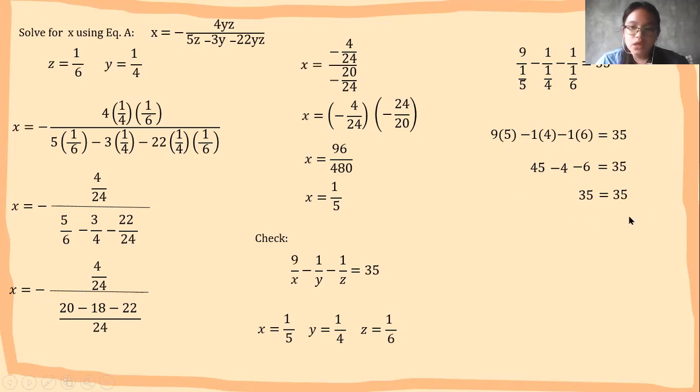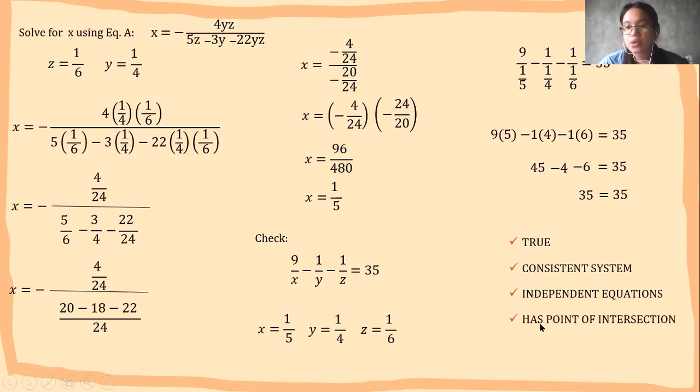So if they are the same, our equation is true. So our equations are a consistent system. They have at least one solution, so they are independent equations. They have one point in common, but they do not share all solutions. So if we try to graph those equations, the three lines will intersect, and they will have a point of intersection.